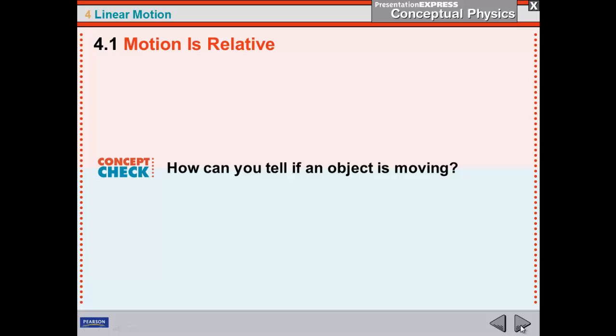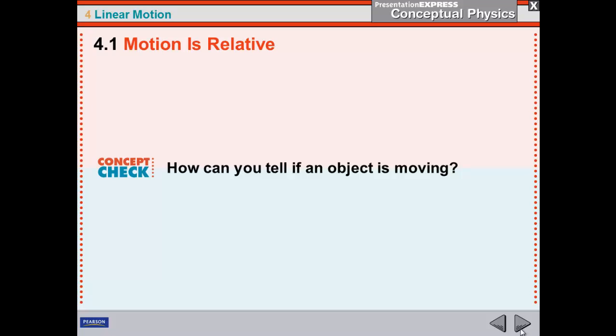So how can you tell if an object's moving? Well, you need to be looking at the frame of reference. So when we start talking about Earth, we'll just assume everything is in our frame of reference. So if it's stationary, sitting on the table, then we'd say it's not moving.